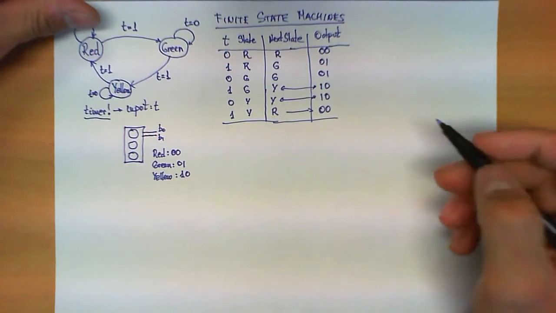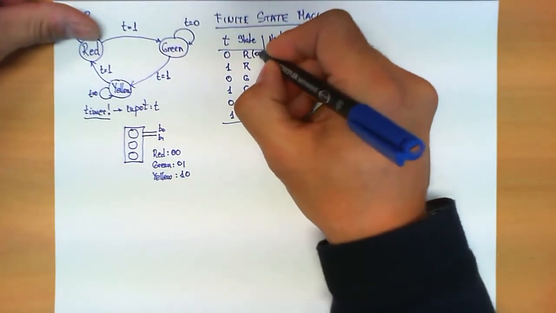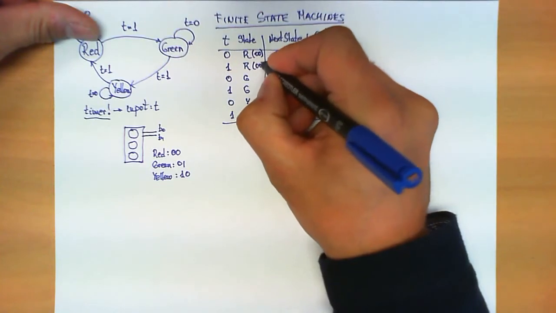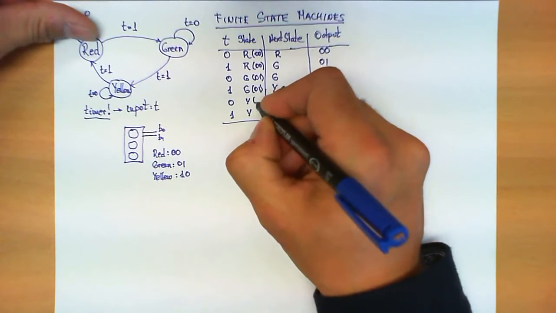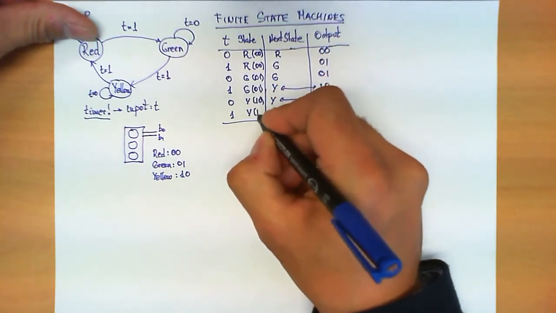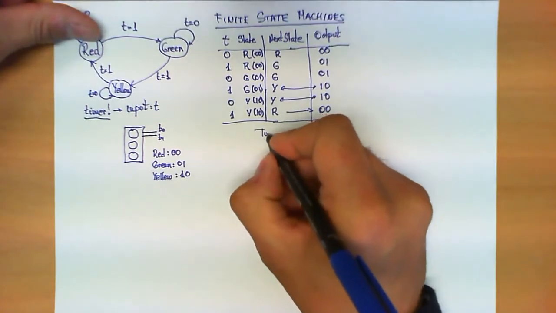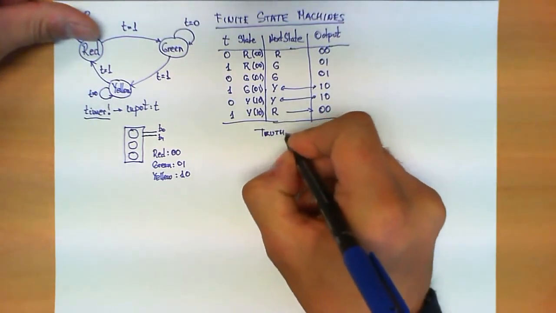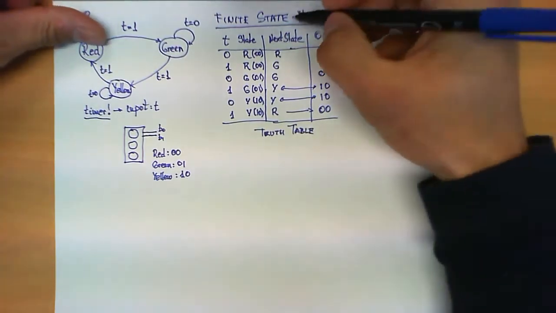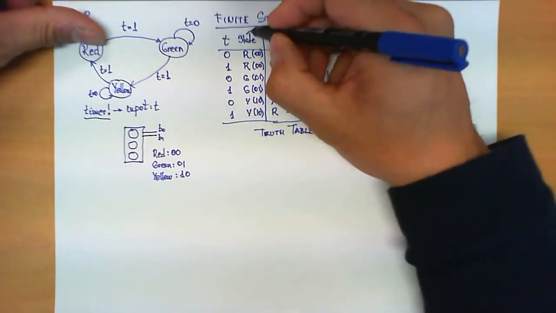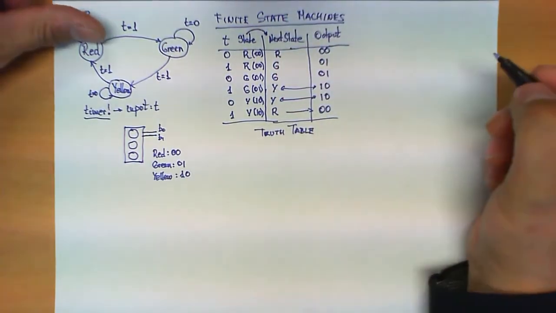Now, as we can see, if we apply the same encoding here, and we put a 0, 0, 0, 0, 0, 1, 0, 1, 1, 0, and 1, 0, what we have here is basically a truth table. And it's a truth table that at the same time is telling us how to make a transition from one state to the next. And this is the definition of a finite state machine.